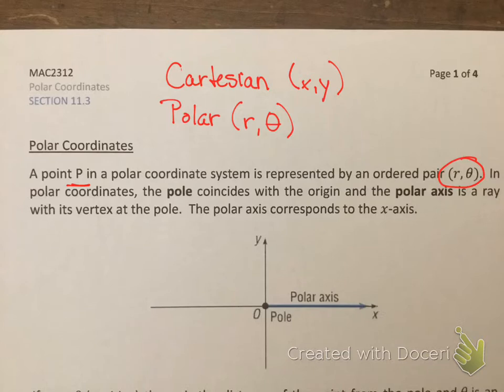When you are plotting points on a polar system, the pole is a point and it corresponds to the origin. And again, we just call it the pole. You're used to X and Y axes. Well, we have a polar axis, but it's only a ray, it's not a line. And it is drawn from the pole, and it corresponds with the positive x-axis.